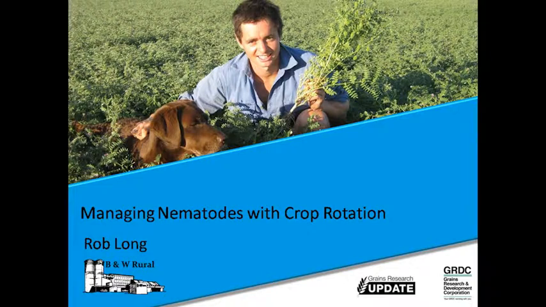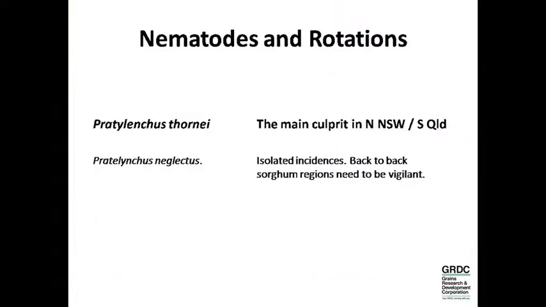Okay, thank you. You've heard from the gurus about nematodes and tolerance. We're going to be concentrating very much on susceptibility and resistance and the impact of the decisions you make on a rotation as to what you can do with those numbers. So again, as we indicated before, we'll be concentrating very much on thornei, Pratylenchus thornei, the main culprit for this part of the world.